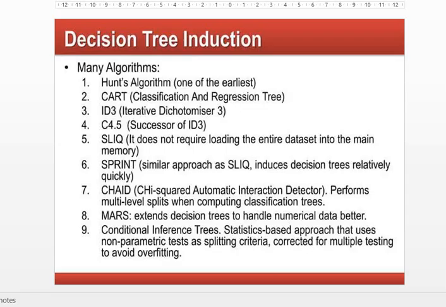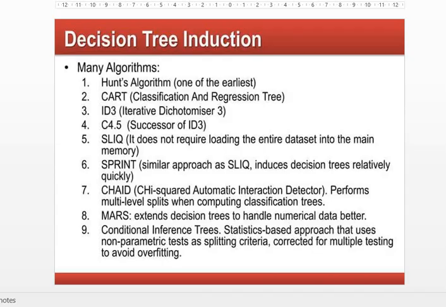So many algorithms come under this decision tree. One is Hunt algorithm. Second one is CART, that is classification and regression tree, which we can use in data mining. And third one is ID3, that is iterative dichotomiser. And C4.5 algorithm, SLIQ, SPRINT, CHAID, MARS, and conditional inference trees. These are the various decision tree algorithms available.